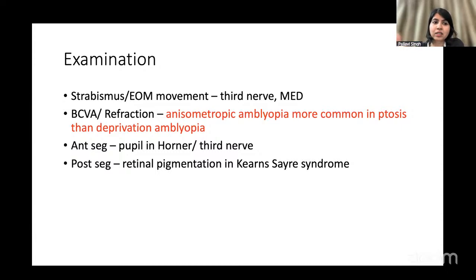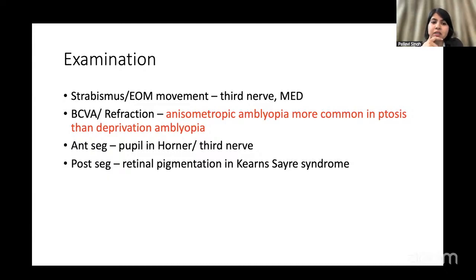And like I said, your visual acuity is very important. This is one of the common questions. A lot of people tend to think that vision deprivation amblyopia is the most common cause of poor vision in ptosis, but it's not that. The most common cause is anisometropic amblyopia, because these patients tend to have a higher cylinder. So that's one of the questions that examiners like to ask.